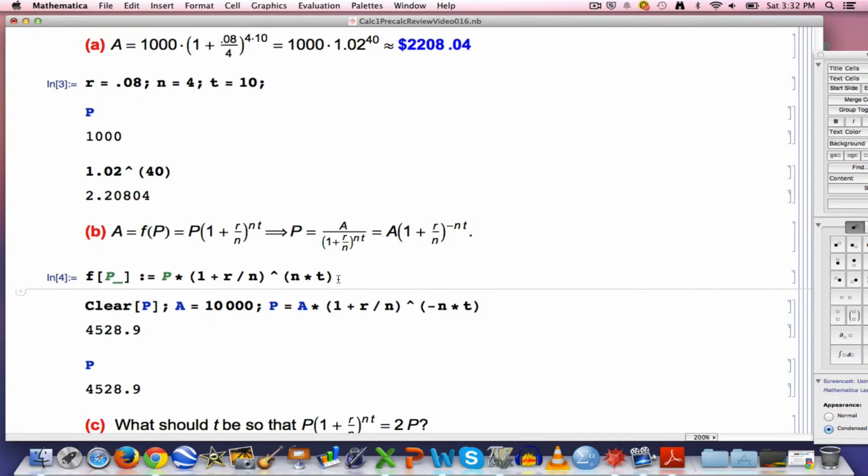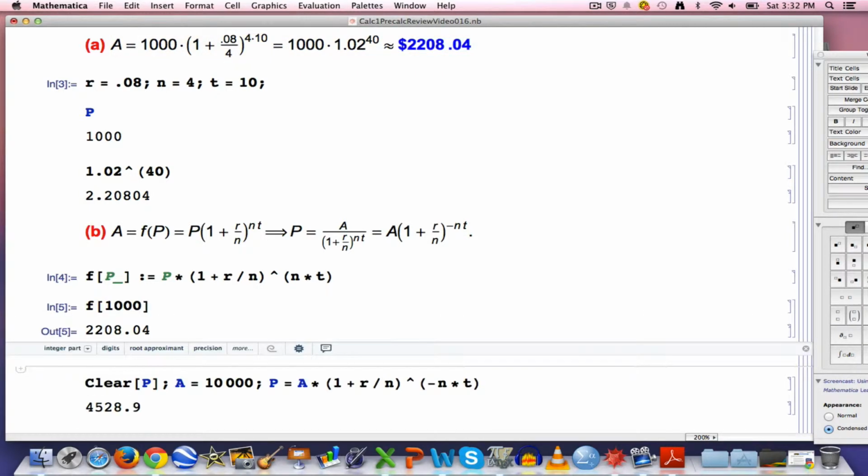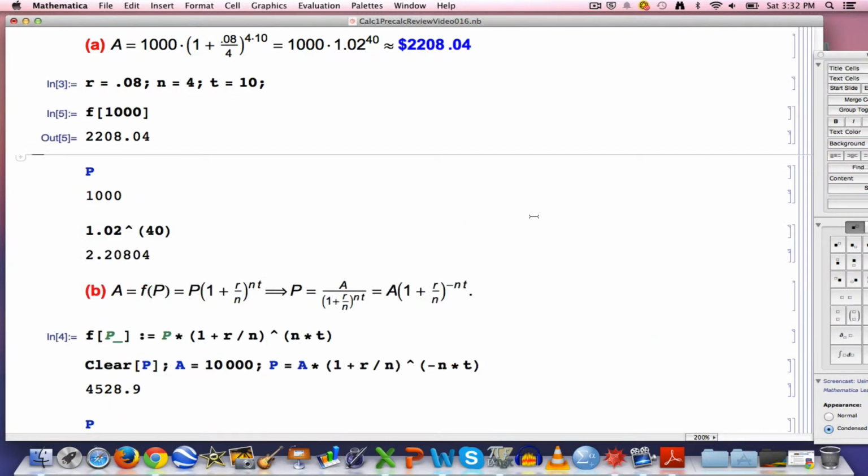Again, r, n, and t are fixed, and now I can evaluate this function at any value of p that I want. For example, when p is 1,000, that will be the answer to the first question back up here, 2208 and 4 cents. I plug in p equals 1,000. I confirm that answer for part A. Maybe I should put it up here just to have it in the right spot. Maybe I should put the formula for f up there as well.